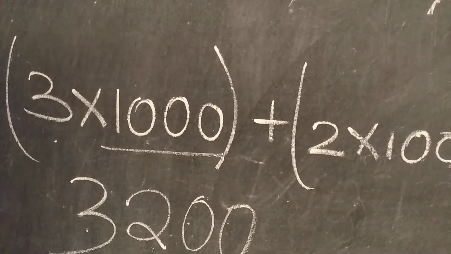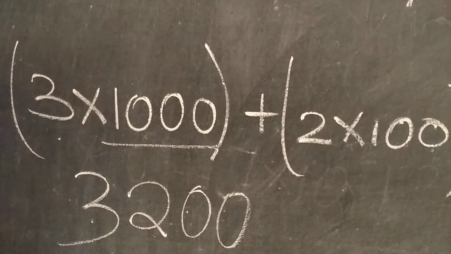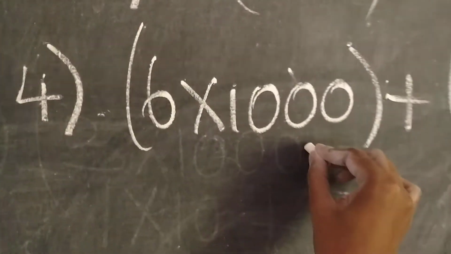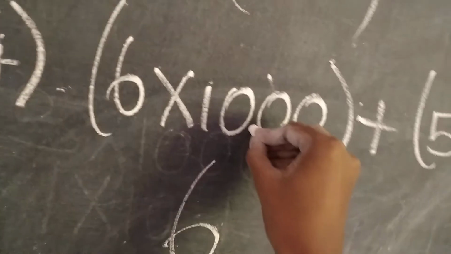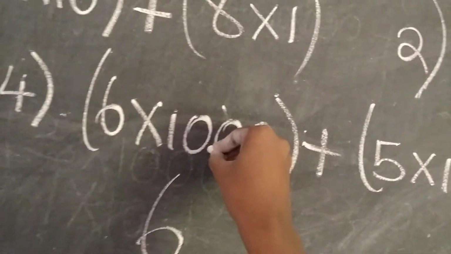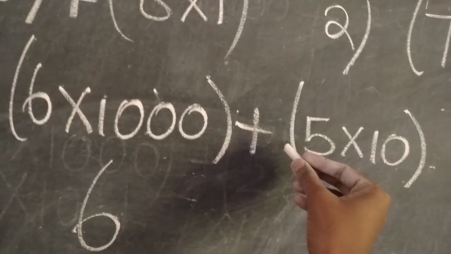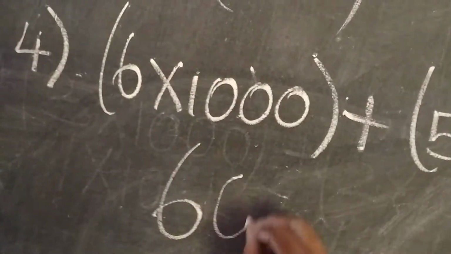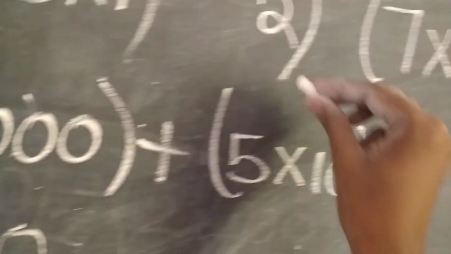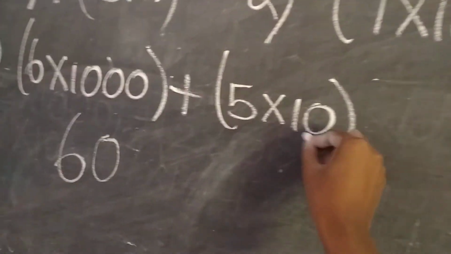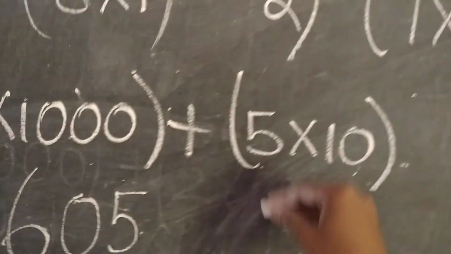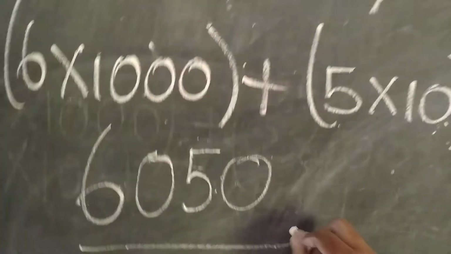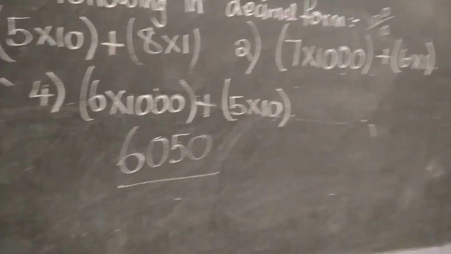Okay, let me go for the last example. Try to solve that example on your own. The fourth one we have 6 into 1000 plus 5 into 10. In the 1000th place we are having 6, so write down 6. After the 1000th place you have to check whether we have any number in the 100th place or not. We are not having any number in the 100th place, correct? We are having it in the 10th place. So we write 0 in the 100th place. After the 100th place we check the 10th place. We are having a number called 5, so write 5. After the 10th place we are not having any number in the units place, so again write it as 0. So the answer is 6050. Hope you understood well.